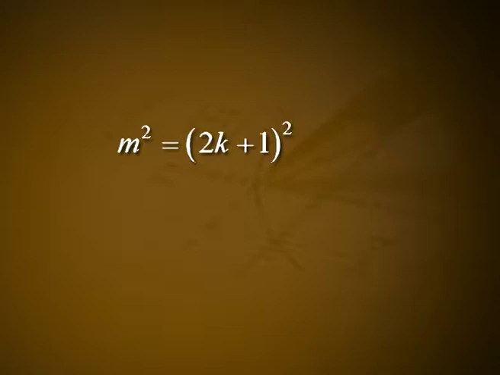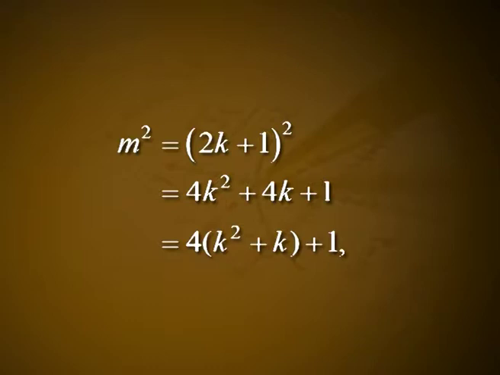2 is a factor of m square implies m square is an even integer, which implies that m is also even. For otherwise, m is odd implies m is equal to 2k plus 1 for some integer k, implies m square is equal to 2k plus 1 whole square, which is equal to 4k square plus 4k plus 1, which is equal to 4 into k square plus k, plus 1, which is also odd, contradicting the fact that m square is an even integer.